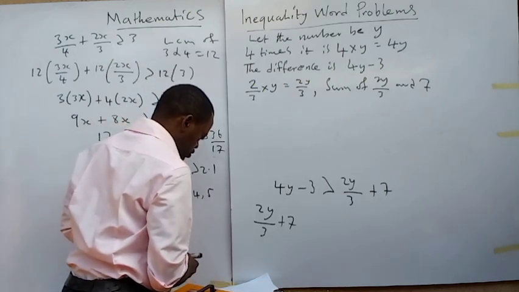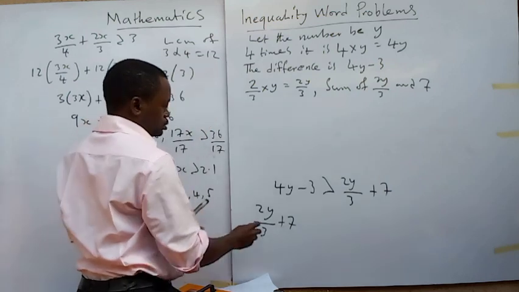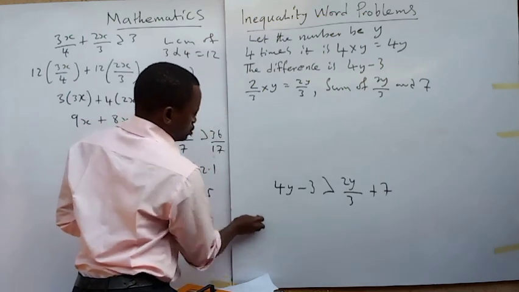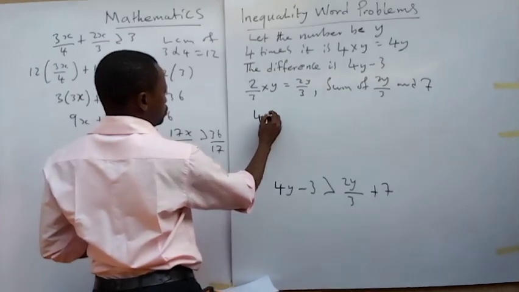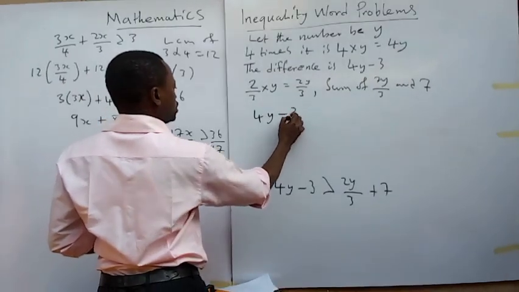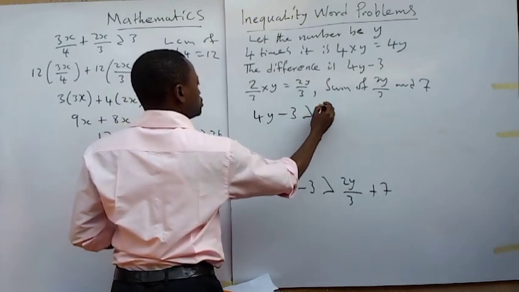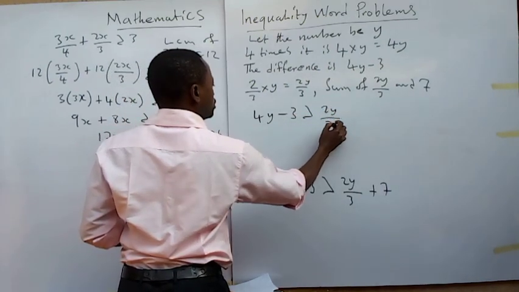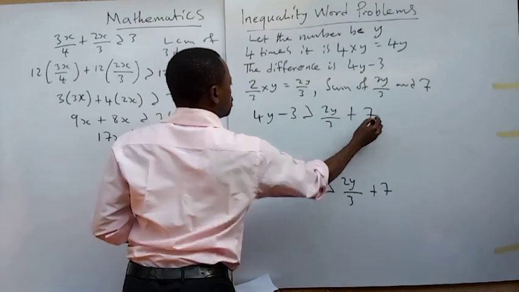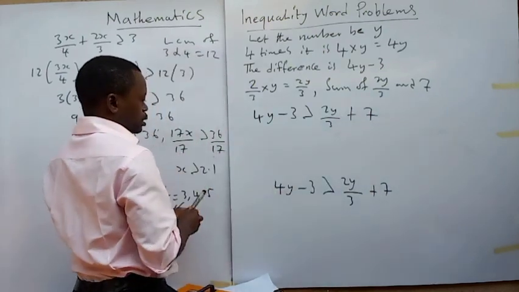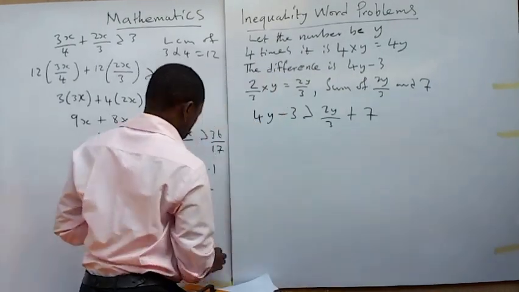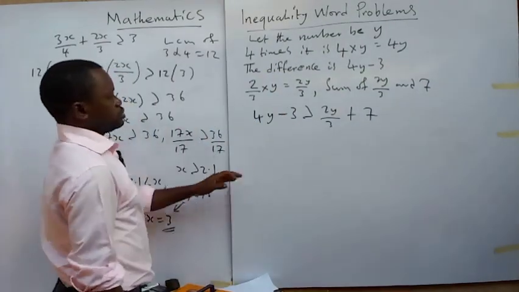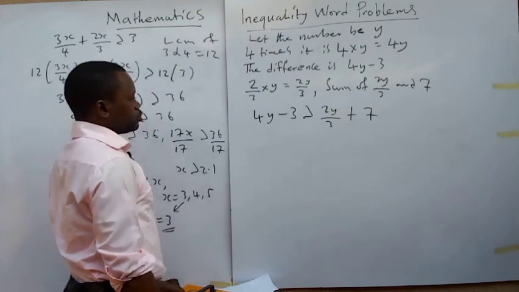The question now says find the range of values that satisfy this. So we can now bring this in forward and have 4y minus 3 greater than 2y over 3 plus 7. Okay, and then we can now finally solve that and find the range of values that satisfy this.